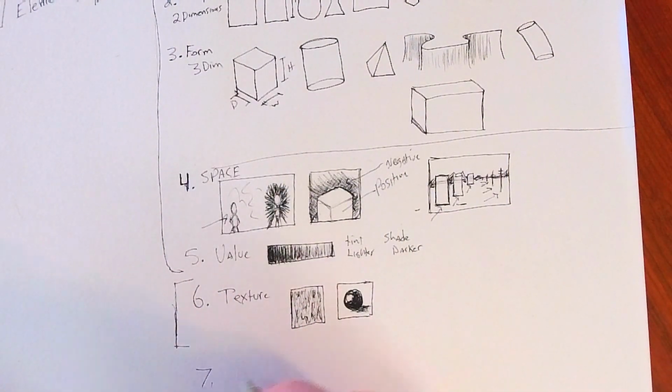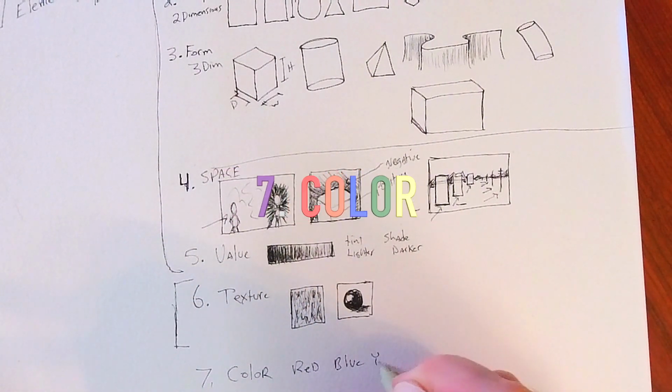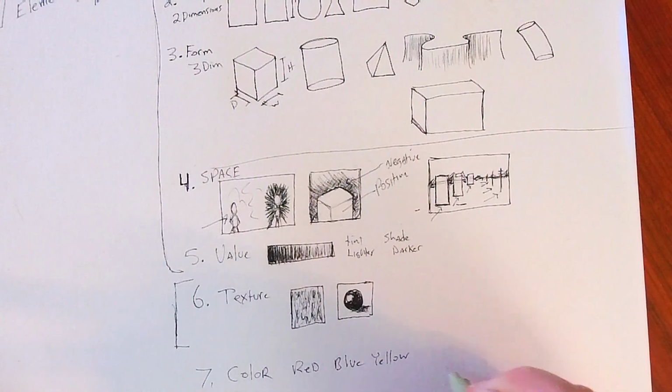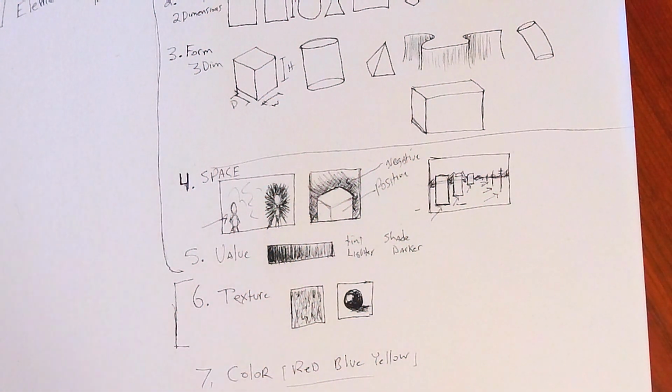And then the last one, which we can't show with my ink pen here, is color. But we all are familiar with color. We have our primary, red, blue, and yellow. And with those, we can make almost any color imaginable. And those are the 7 elements of art.